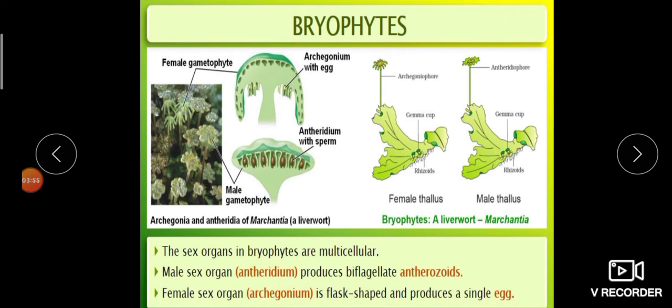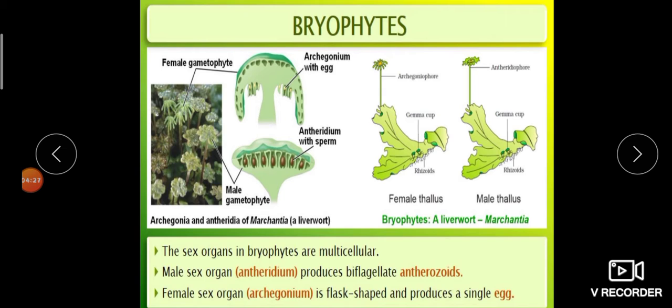Then come to the sexual part. The sex organs in bryophytes are multicellular. The male sex organ is called antheridium, and it produces biflagellated male sperms called anthrozoids.